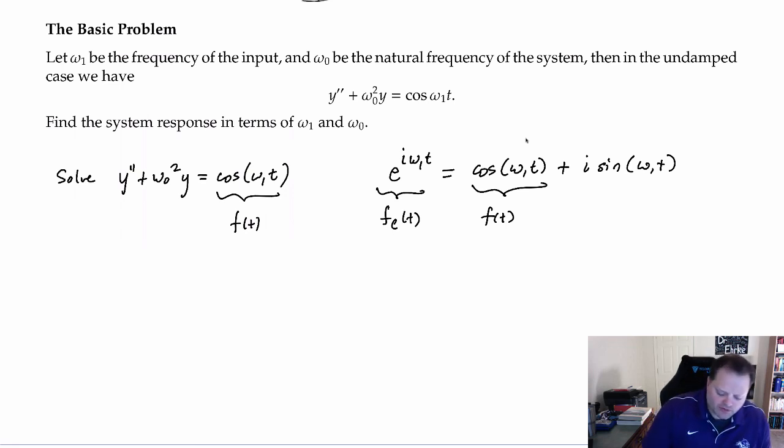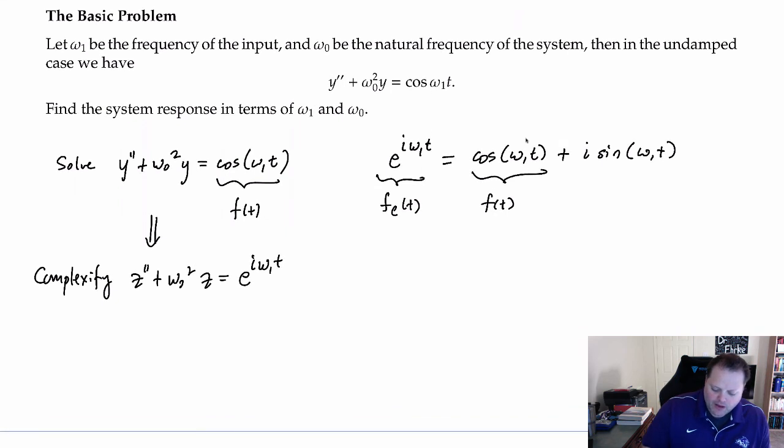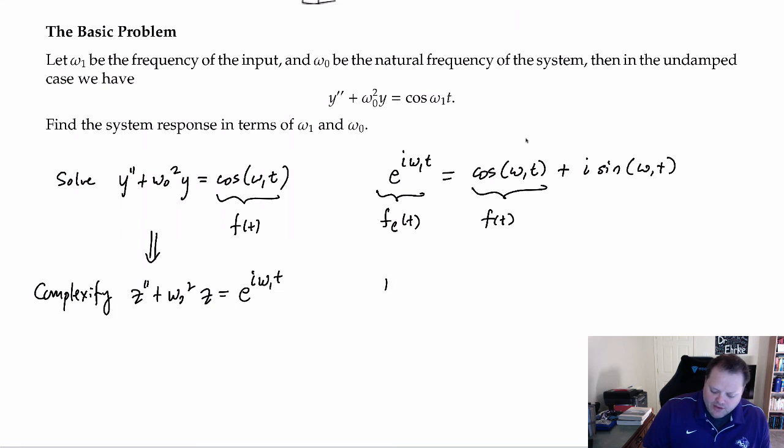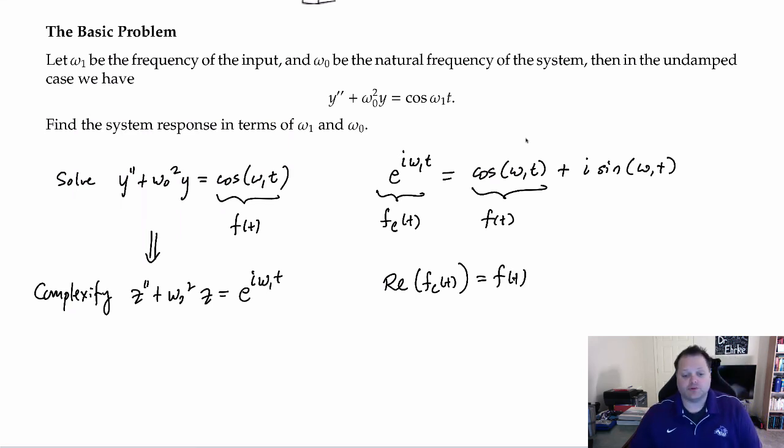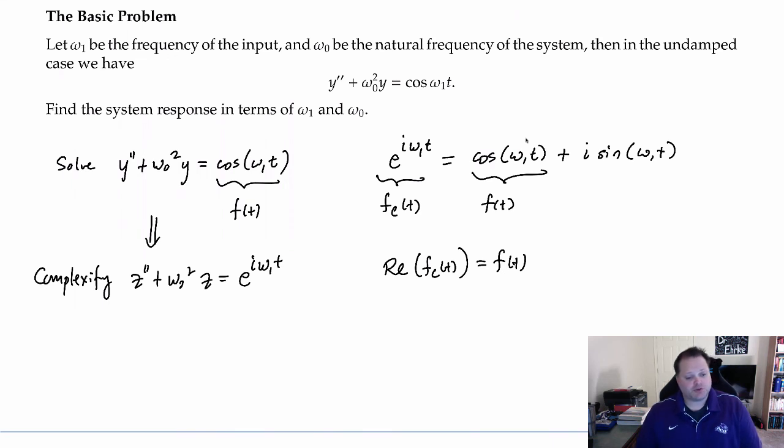So remember, the way that we solved this was we complexified the original model, and I replaced the variable y, since y is a real variable here, with the variable z, which is a complex variable. And we replaced the real forcing term f of t with the complex forcing term e to the i omega 1t. With the realization here that the real part of f_c of t is equal to the function f of t that was our input. So this is exponential response.